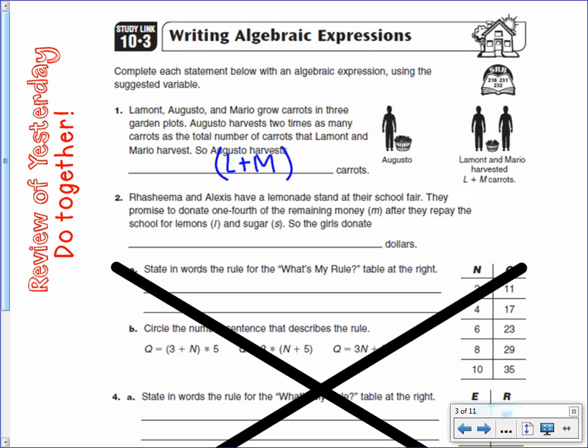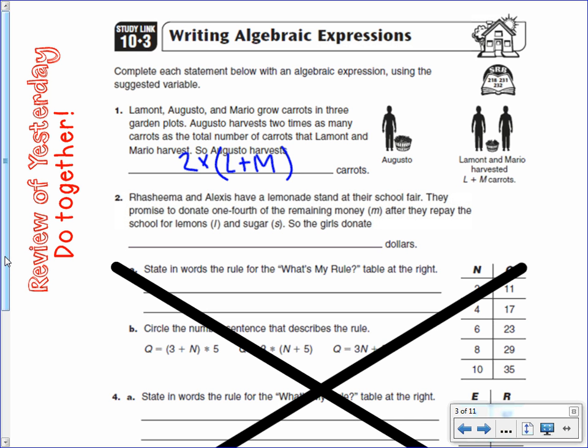Okay, and I'm going to put this in parentheses because I want to do that first. You can either put the 2 times over there, or you could put it back here. Because we know whether Lamont and Mario harvested 10 carrots, 5 carrots, 1,000,000 carrots, Augusto is going to harvest 2 times whatever they came up with out of their garden. Okay? Any questions on that one? I feel like that one was a little different than the ones we did yesterday because they had 3 people in the story. Feeling okay?